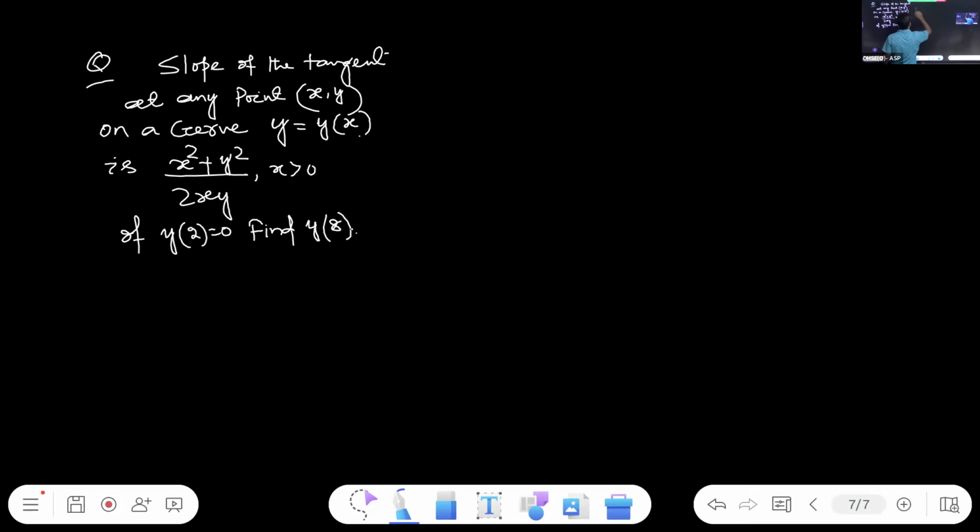All of you know, if y is a function of x, then the slope of the tangent to the curve y is equal to f of x.